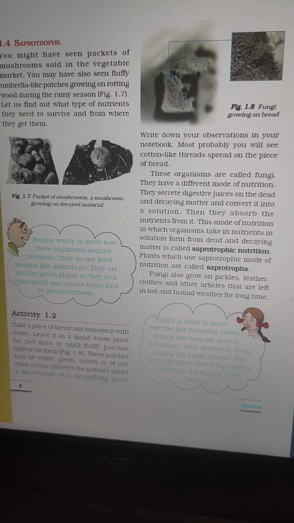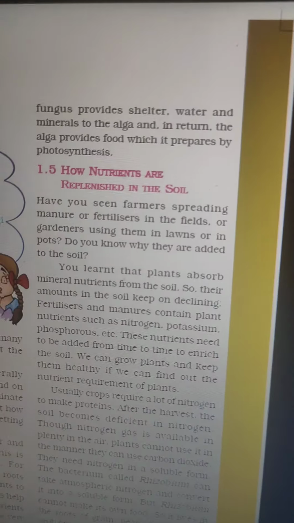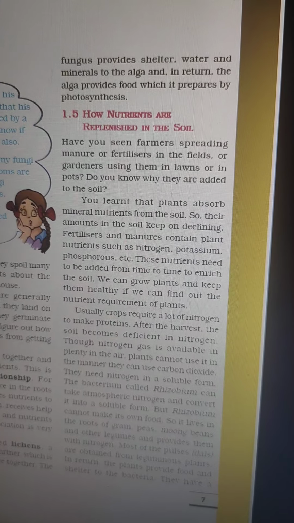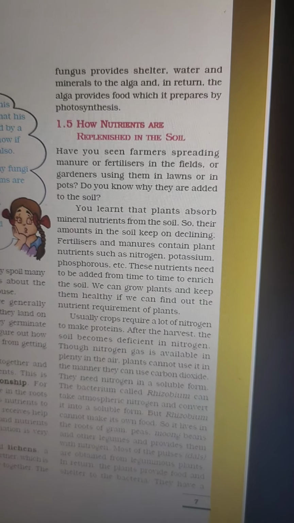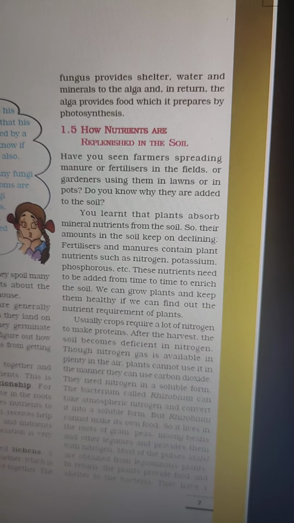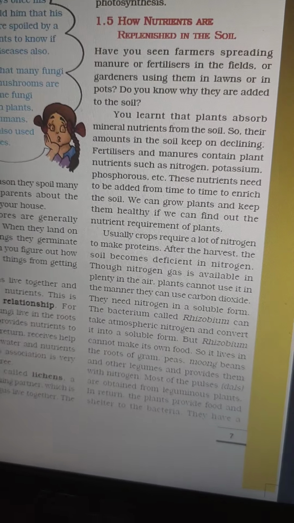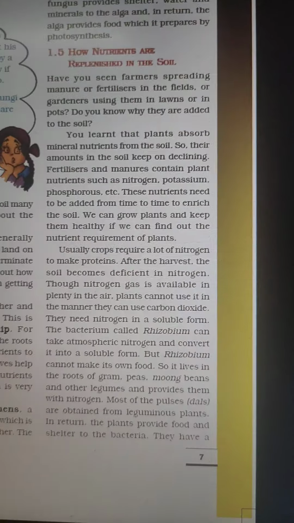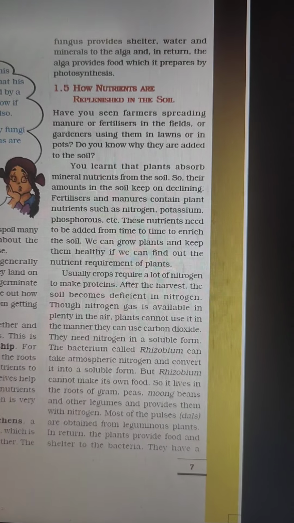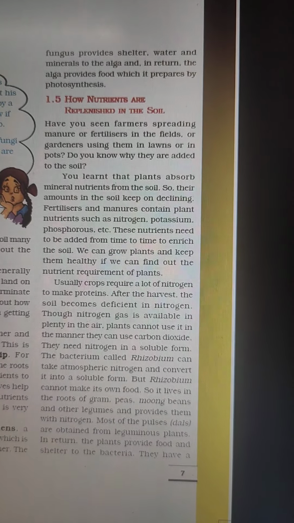Now last, how nutrients are replenished in the soil. Because plants take all the nutrients from the soil, sometimes there is a deficiency of nutrients in the soil. So how can we add nutrients to the soil? We can add nutrients to the soil by adding some manure or fertilizer, or by some other method such as crop rotation.